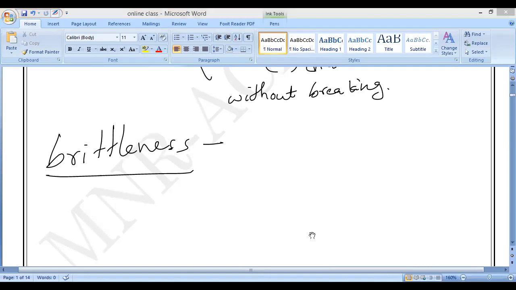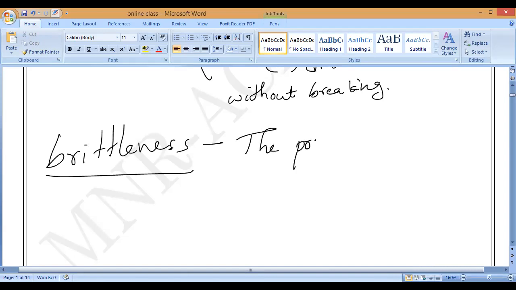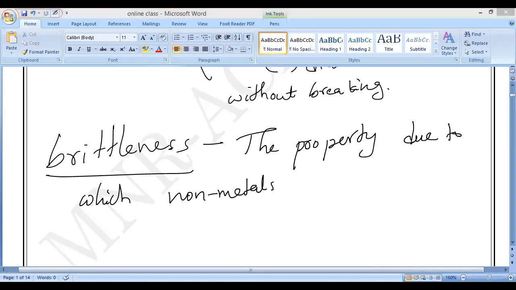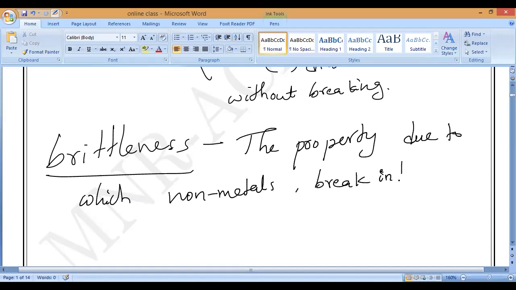The property due to which, Sai, you are understanding? Yes, sir. Property due to which non-metals, most of the metals do not show this brittleness, only a few metals will show. Understand? Non-metals break into pieces on hammering.